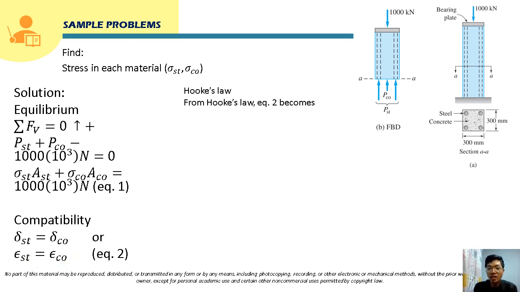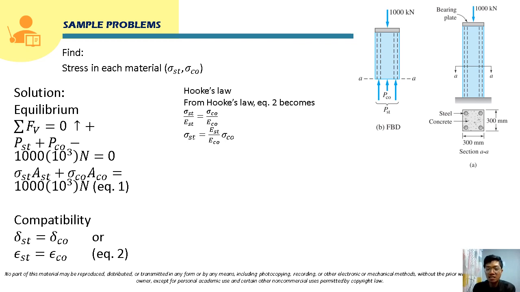So the formula from Hooke's law for strain is actually equal to sigma over E. So this will be the sigma for steel over the modulus of elasticity of steel, and this will be equal to the sigma of concrete, or stress in the concrete, over the modulus of elasticity of the concrete. The moduli of elasticity for steel and concrete are given in the problem, so we can just substitute them here.